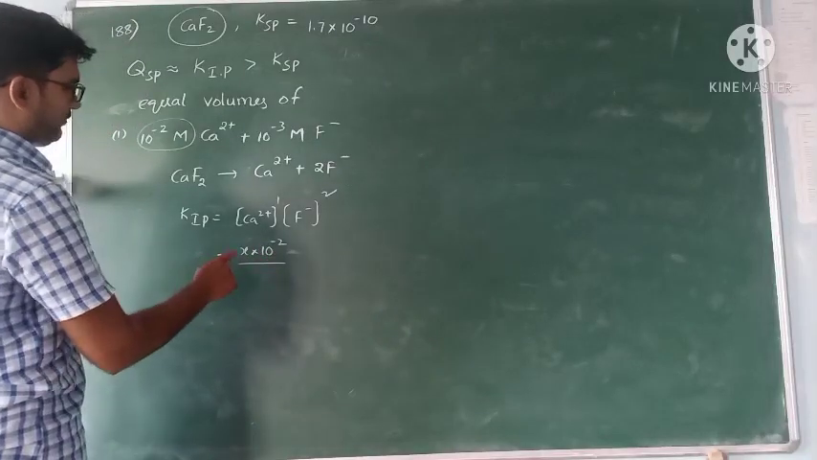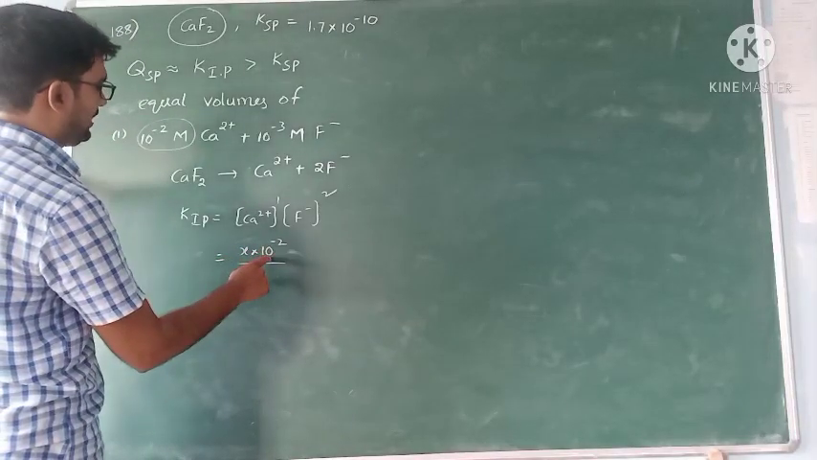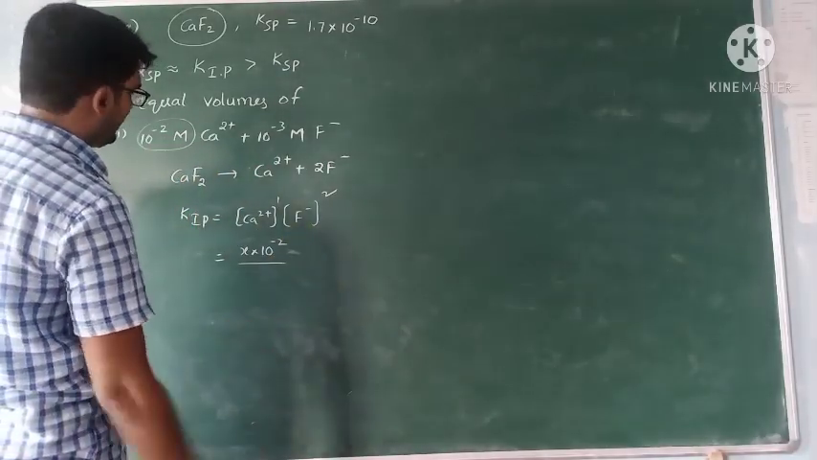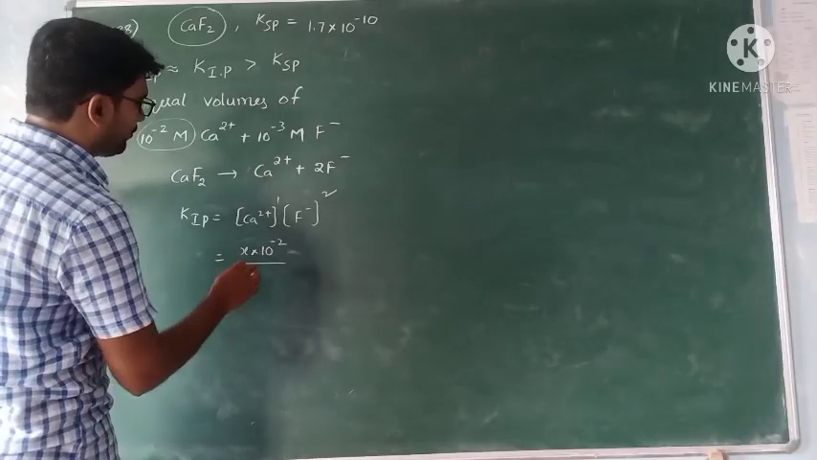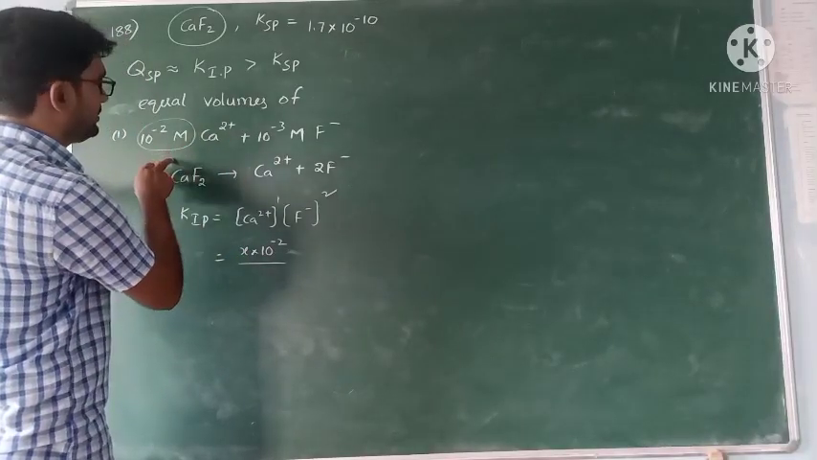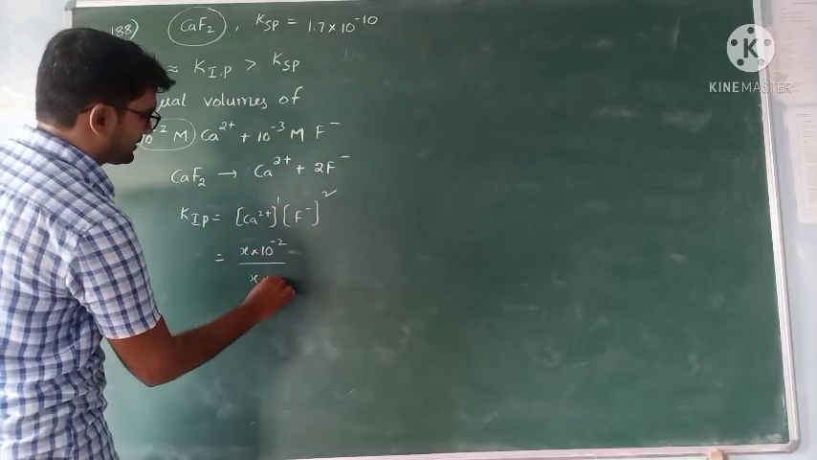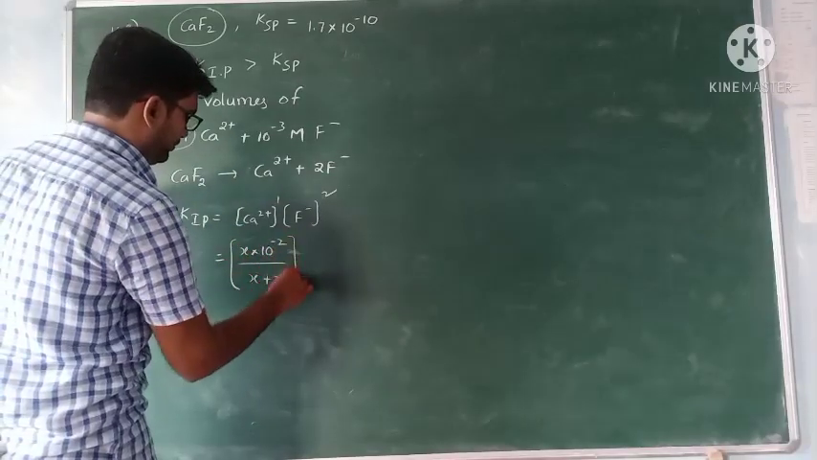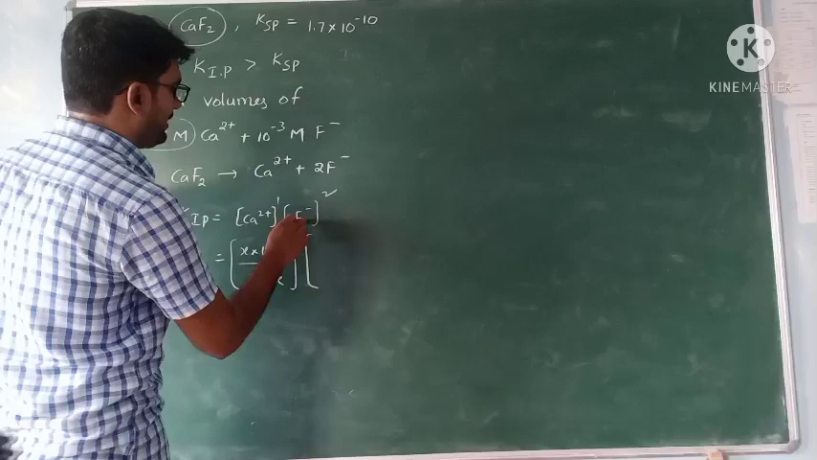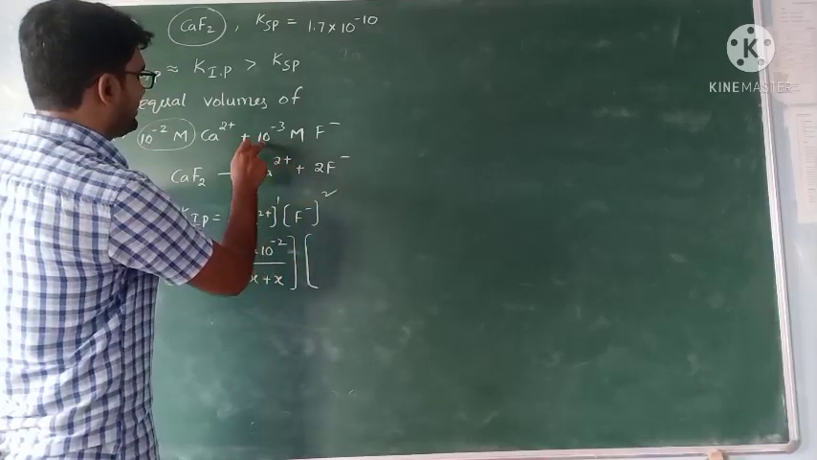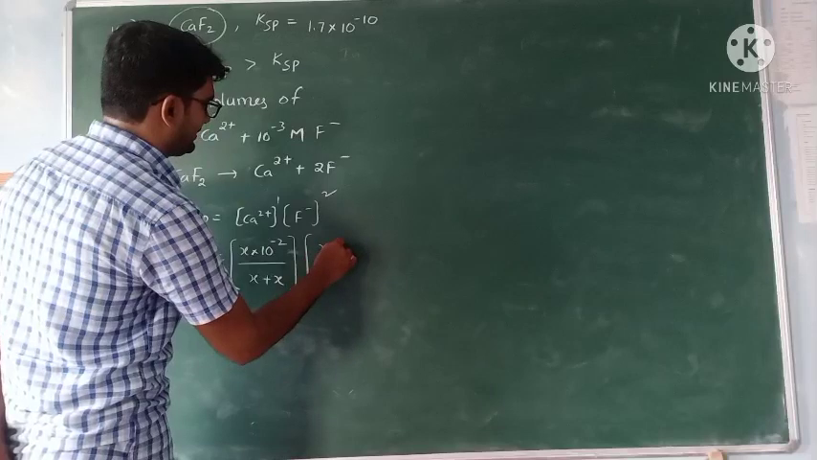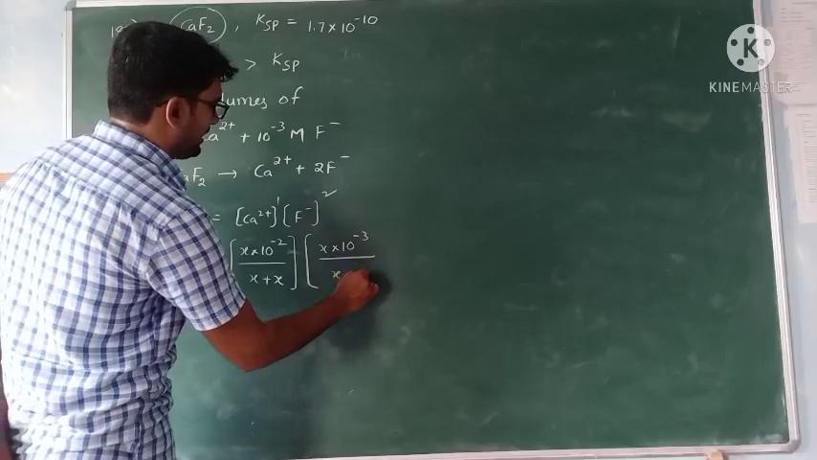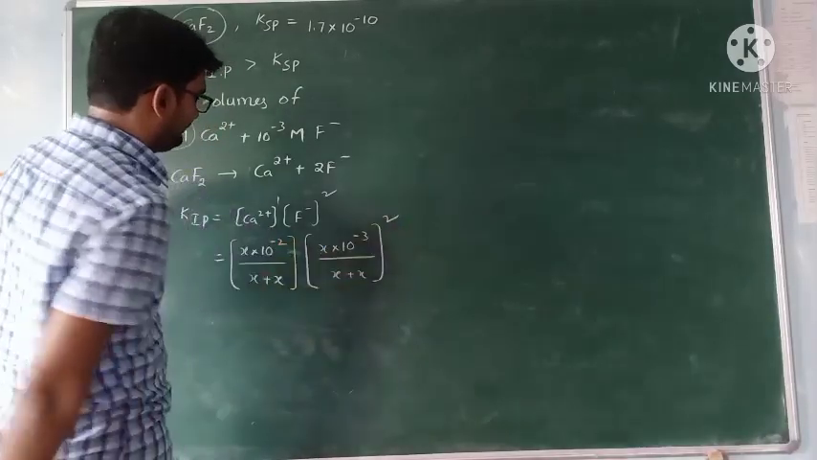V into M, capital N is normality, but it is given in molarity and Ca2 plus has only one possibility. So V into M by total volume. This is salt volume, this is X. So X plus X. Into, this is F minus, whole square. For F minus, what is the given one? 10 to the power of minus 3. Here also volume X into 10 to the power of minus 3 by total volume X plus X, whole square.